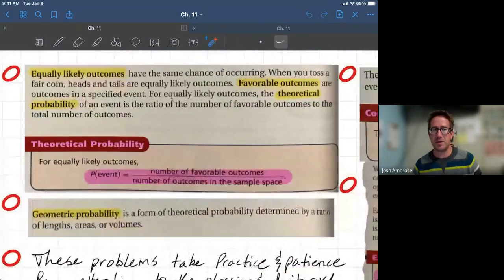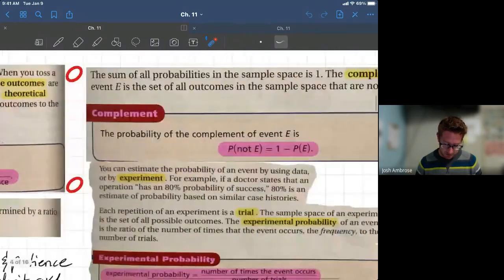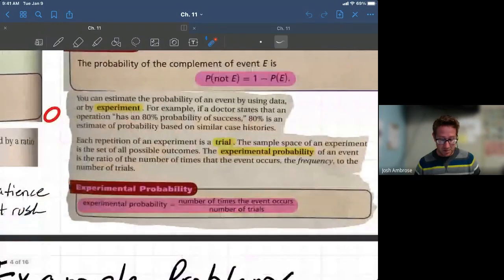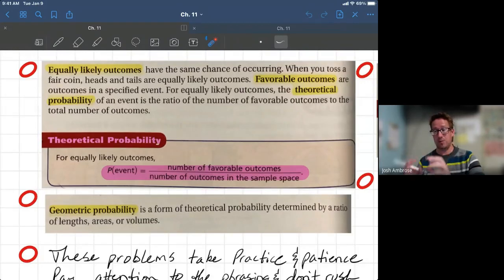This section is all about theoretical, which means a theoretical thing is like, this is what should happen. If we just crunch the numbers, this is what should happen. The experimental side of things, which we're going to be getting to right over there, is like, this is what actually happened. We did the experiment. We conducted this. This is the real numbers, what we got. Okay, so that's the difference there.